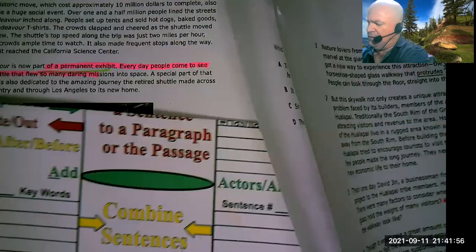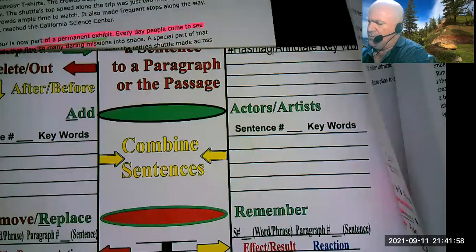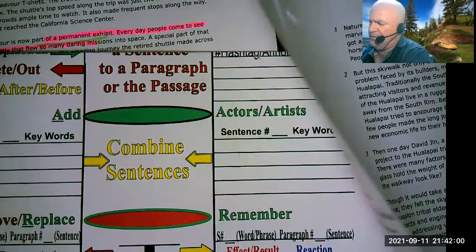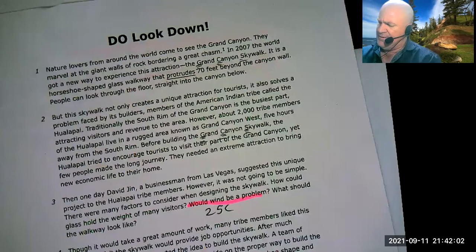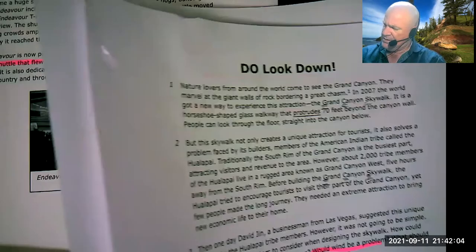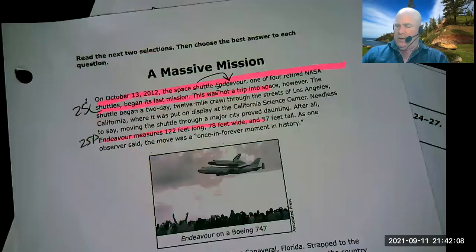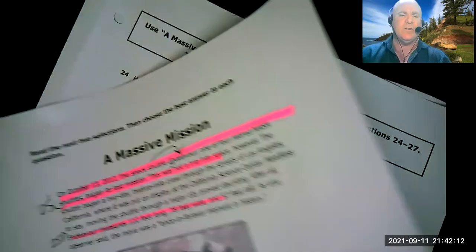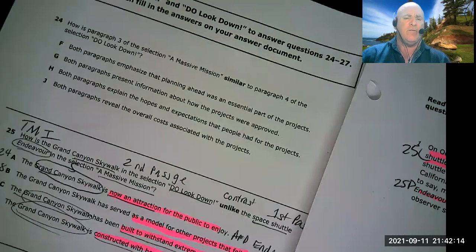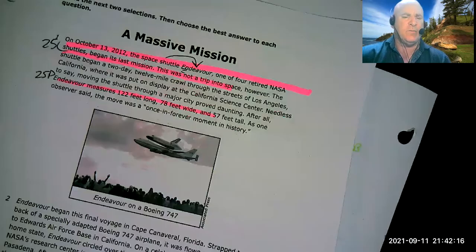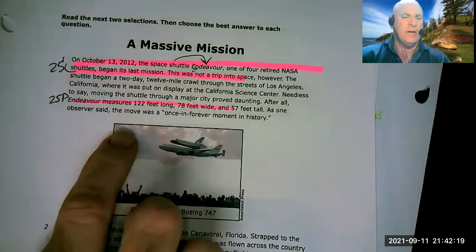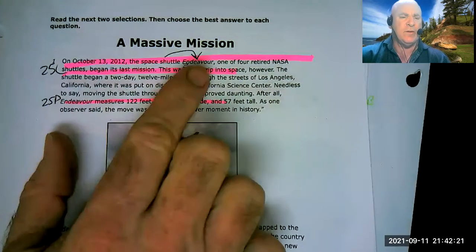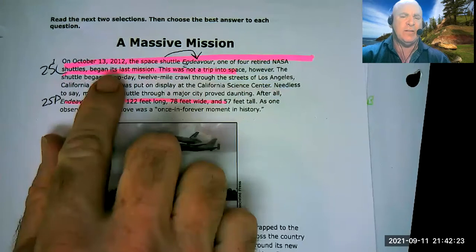in the other passage. So on the Endeavor 25C, right here, it says extreme conditions. In paragraph 1, the Space Shuttle Endeavor, one of 4 retired space shuttles, began its last mission. It was not to space, however.